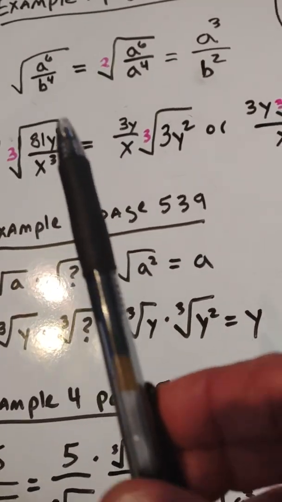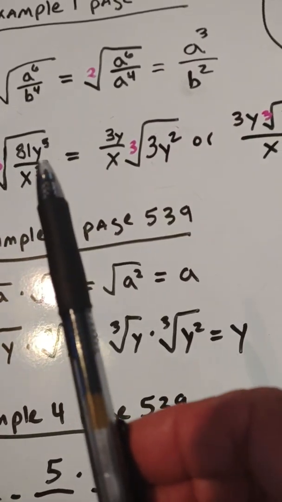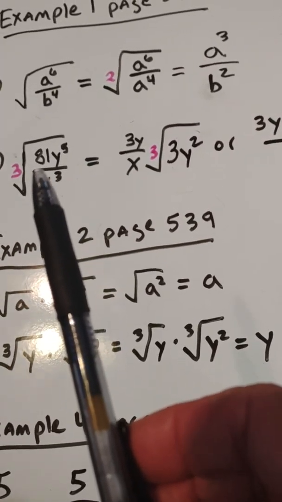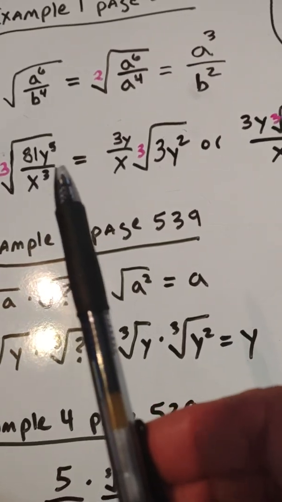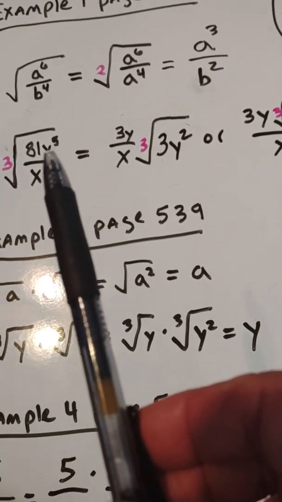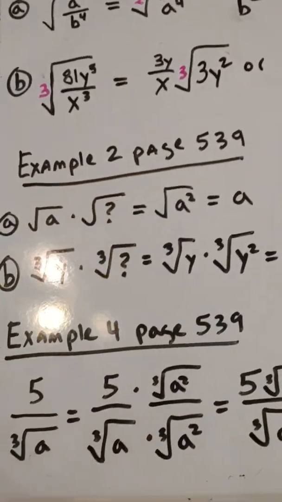Just remember, you got to break these down into perfect cubes. So this 81 breaks down into 27 times 3. Y to the 5th breaks down into y to the 3rd times y to the 2nd.